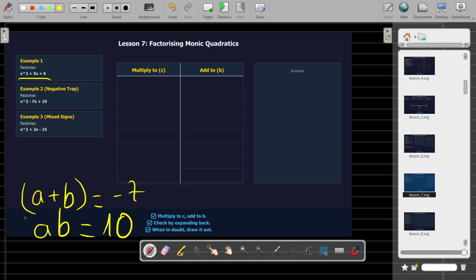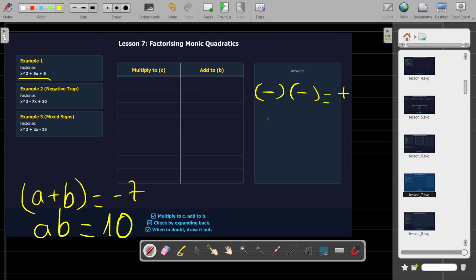And both numbers here need to be negative. Why? Because negative times negative is positive. So this is the number. So some kind of negative numbers here. What kind of numbers are we trying to look for?